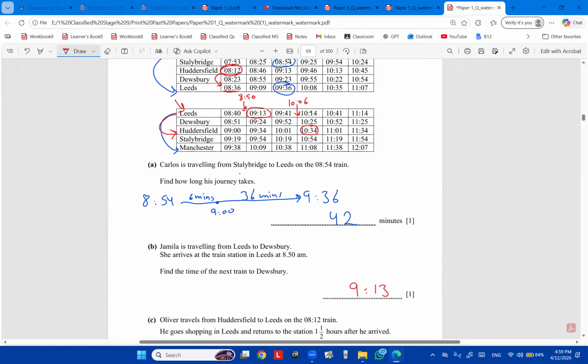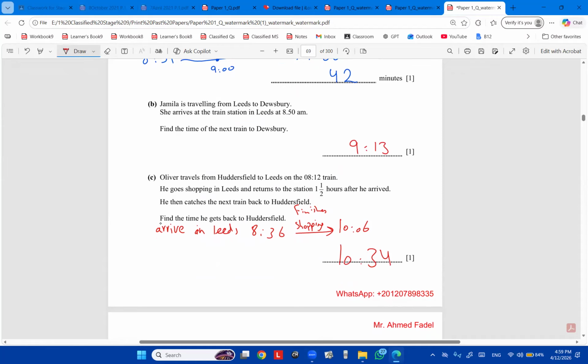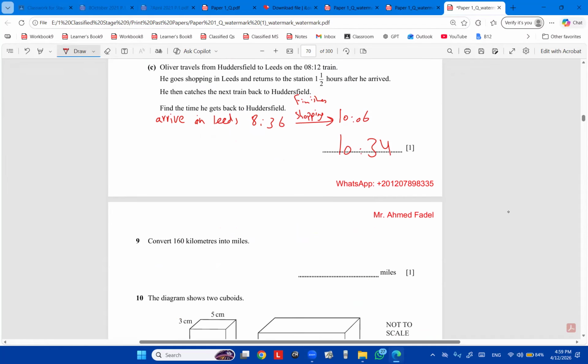So why? Because he's going to take the train that is 10:14. This is the next train. He's going to arrive at 10:34. This is the time he gets back to Huddersfield.